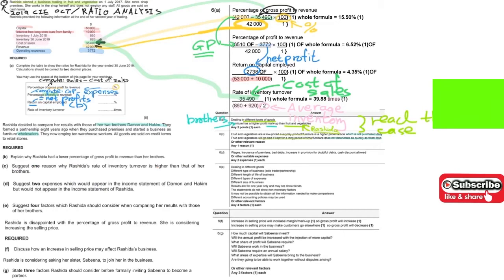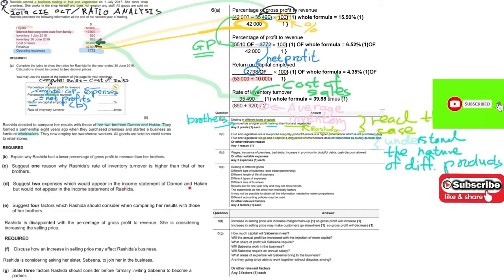For this ratio analysis chapter, you have to understand the nature of different products, like fruit and vegetables and also furniture. So that's what you need to be careful about. So let's move on to part D.